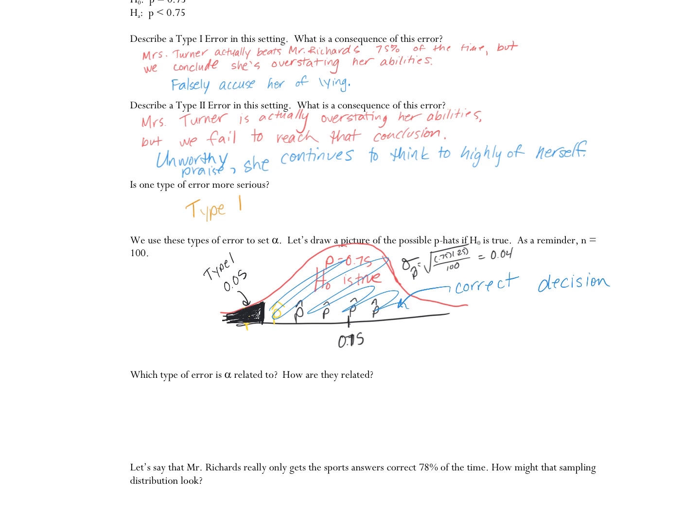And if alpha was 10%? If alpha was 10%, what would my probability of a type 1 error be? 10%. So the probability of a type 1 error is equal to whatever my significance level is.